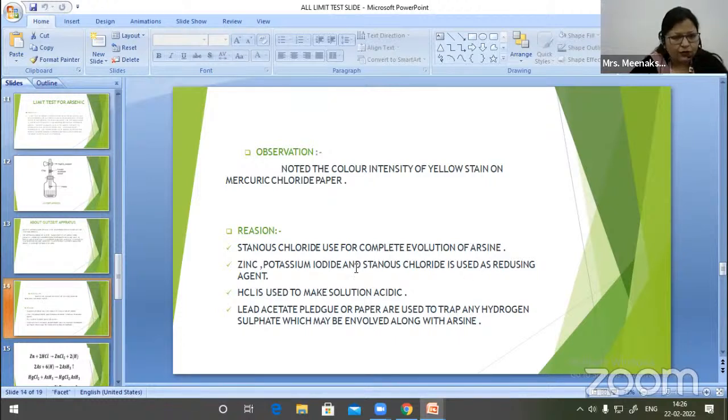Why do we add the stannous chloride, and why do we add the zinc, potassium iodide, and the stannous chloride? Because they act as reducing agents. HCl makes the solution acidic. The lead acetate plug is used to absorb the hydrogen sulfide gas that is formed, because only the arsine gas should react with the mercury chloride paper.